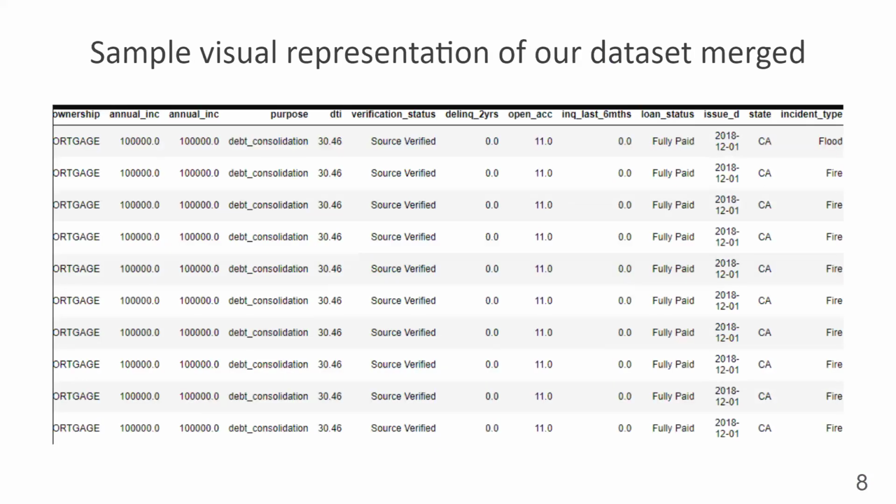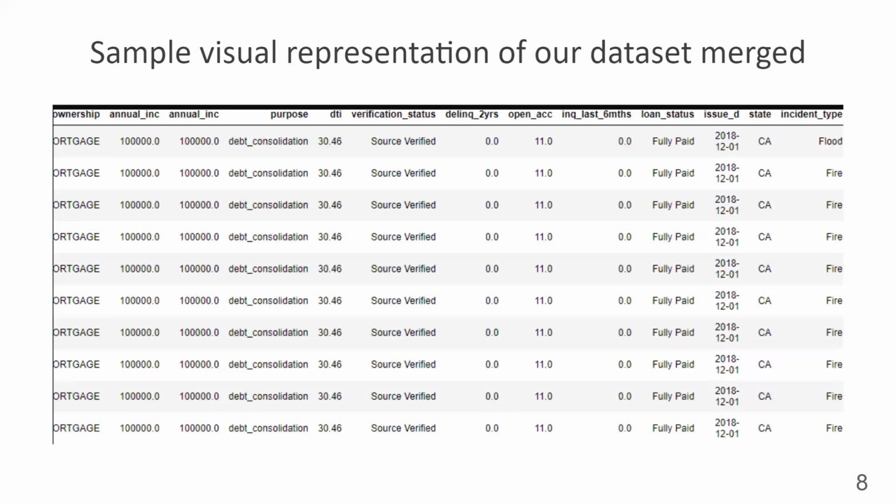Here is a sample visual representation of our merged data set, integrating Lending Club loan data and U.S. natural disaster declarations data. We merged these data sets by using the variable state. I would like to note that although they are merged, our final data set is still in the beginning processes of the data cleaning cycle.